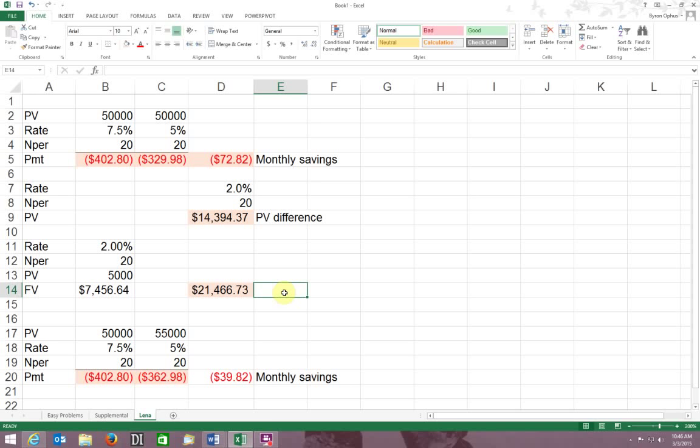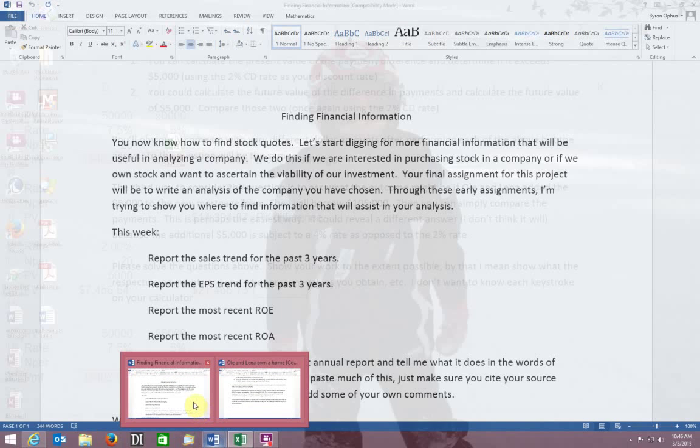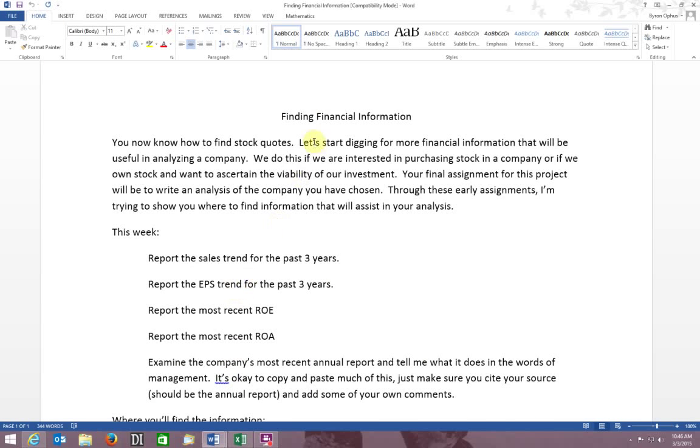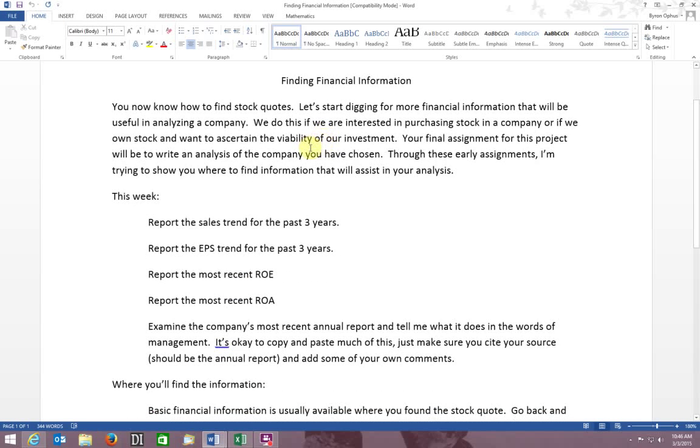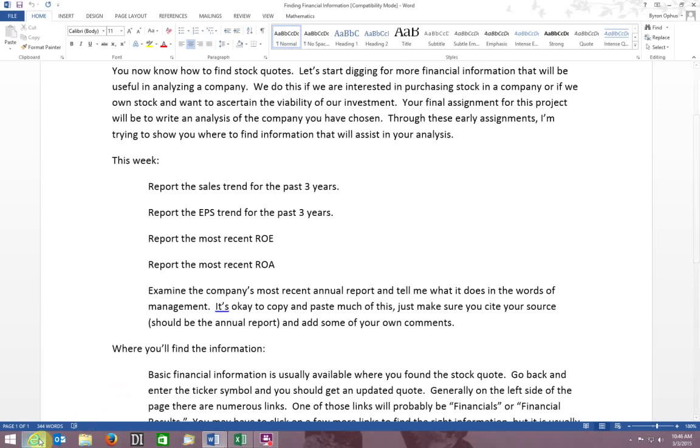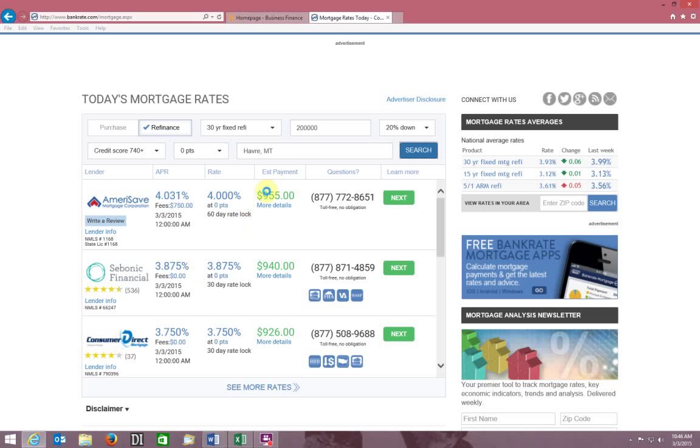So okay, I think that's it for the problems. I'm going to just real briefly spend a couple seconds on the next part of your project, which has to do with finding financial information. By the way, I had a couple of people that have submitted their businesses, their ticker symbols that they're going to be using.